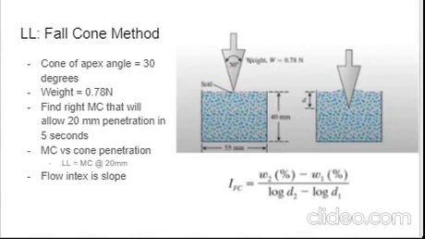Another way is through the Fall Cone test. It seems to give a more consistent result than the percussion test, and it's simpler to use. Here, the process includes a cone with an apex angle of 30 degrees and a weight of 0.78 newtons, and you have to find the right moisture content that will allow 20-millimeter penetration in 5 seconds. Later you take the moisture content and the cone penetration and graph them on a semi-log scale. You find the liquid limit at the moisture content at 20 millimeters, and you can use the flow index formula on the side to find this.